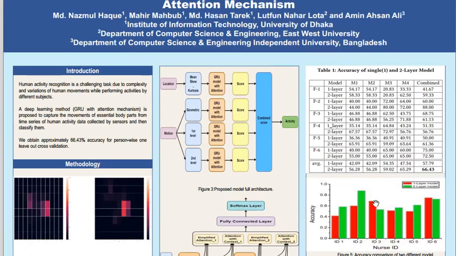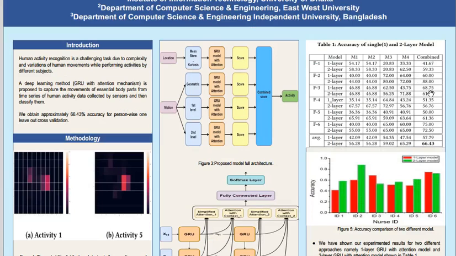From this table, you can see that the first one is using 1 layer GRU with the attention model, and the second one is using the 2 layer GRU with the attention model. Here we can see that by adding 1 layer, the average accuracy of every model along with the combined model increases. Again, we also see that the performance of the combined model is better than that of the individual models. So combining all the models improves the ability to identify complex nurse activities by utilizing all the stated features.